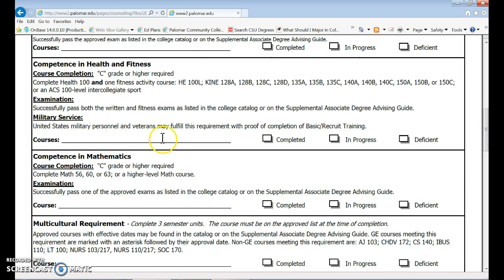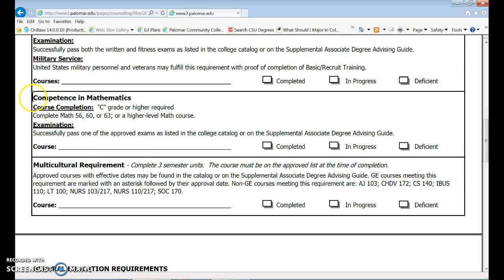Moving on to health and fitness. If you are a veteran who has received at least 3 units from your basic training, and most do, except for the Navy in some cases, you have fulfilled this requirement for health and fitness. But for those who are not veterans, you have a Health 100 class, and you need a fitness activity course. That's usually a lab or going to our gym, the 128s. 135 is swimming, 140 is tennis, 150 is weightlifting.